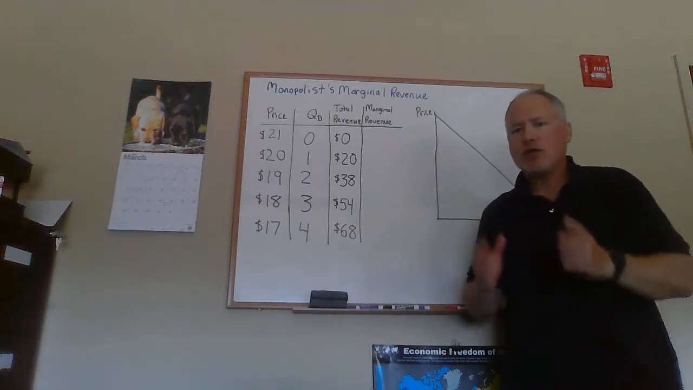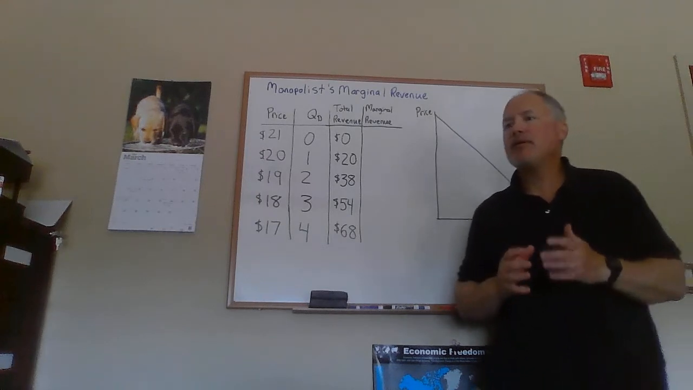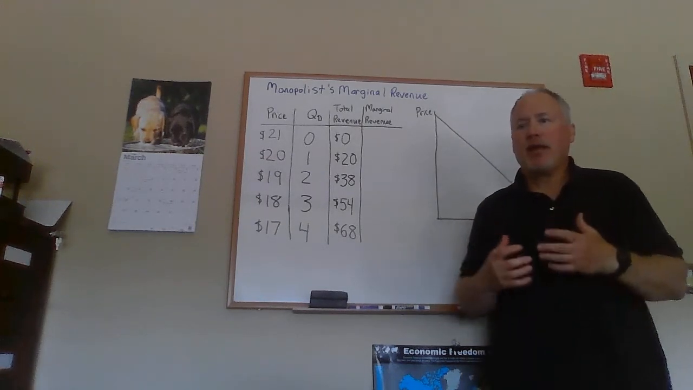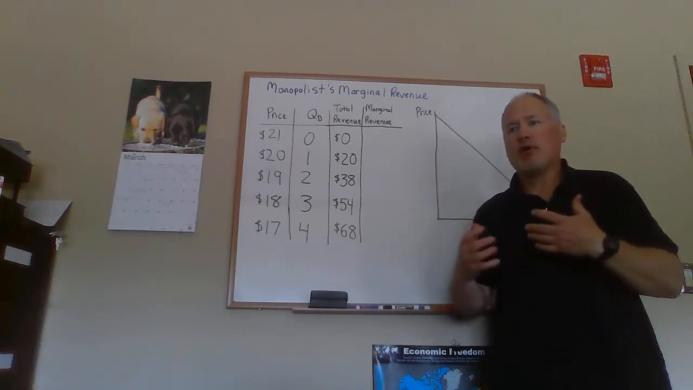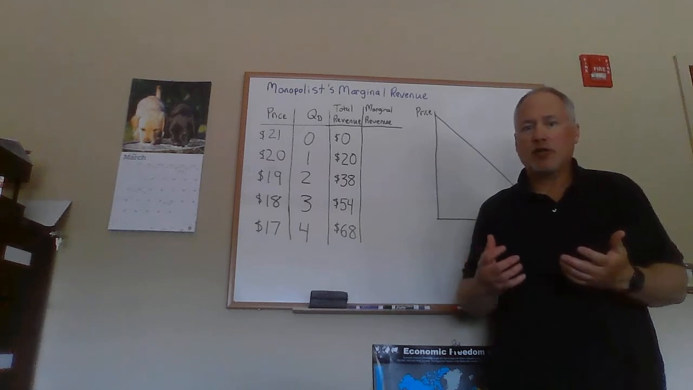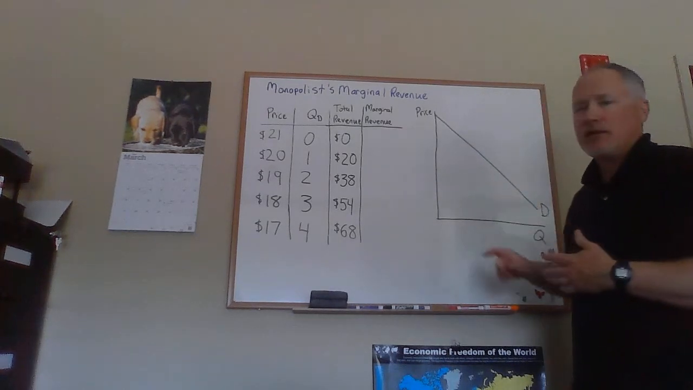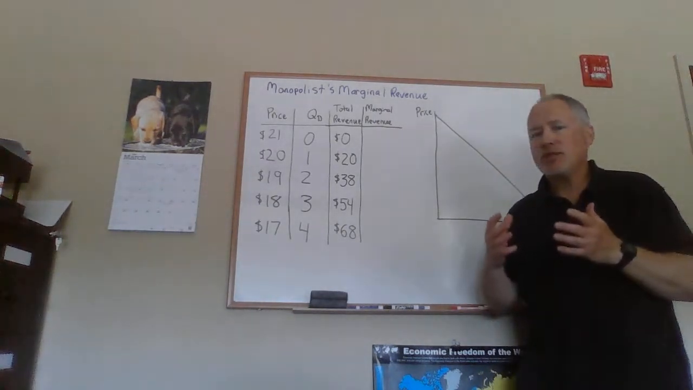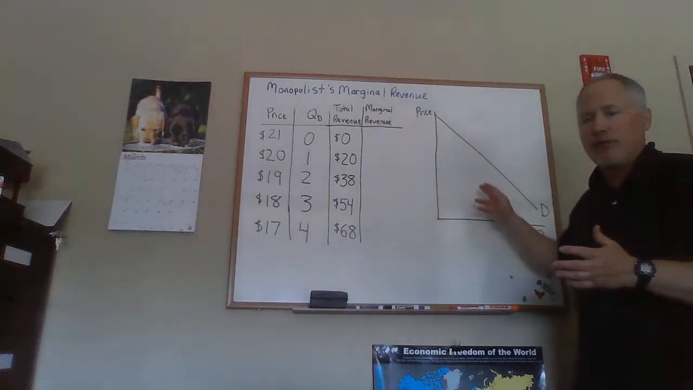Okay, this video is going to talk about the marginal revenue curve for a monopolist. A monopolist is a firm that is a single seller of a product. There are barriers to entry and there are no close substitutes for this product. So the monopolist faces the entire market demand curve for their product. They are the only firm selling this product and they face the entire market demand curve.